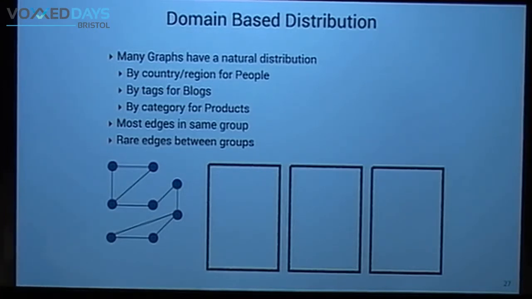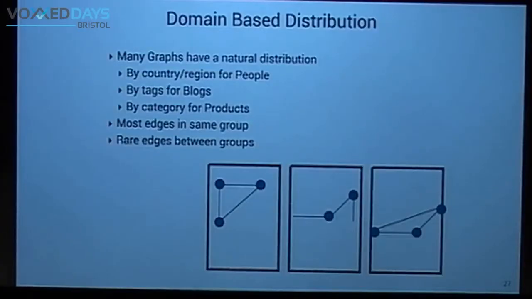If I'm storing blogs in a graph, then it's probably a good idea to shard them based on the tags, because mostly blogs with the same tags are somehow connected. And if I'm doing some e-commerce stuff, then it's probably a good idea to shard the graph based on the category of the products. And this is something that most of our customers at least know in their application. So they know there is this one attribute that actually separates the graph pretty good, and we would like to use this domain-based distribution then.